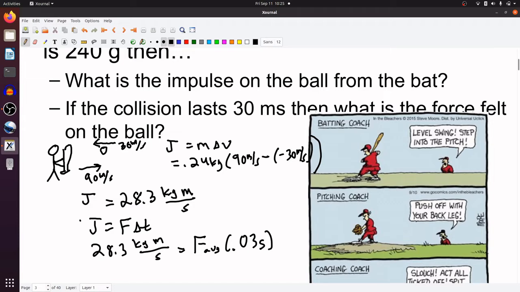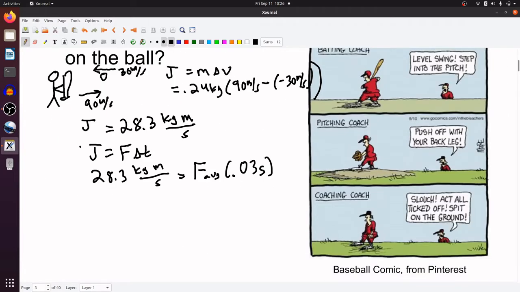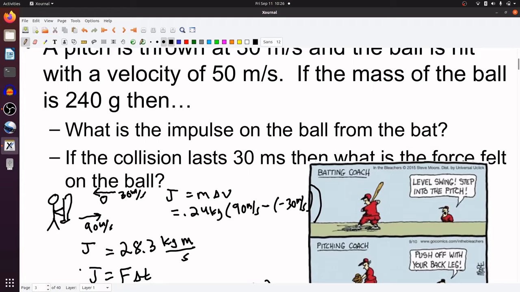So I take my 28.3 and divide it by 0.03, and I get 943 newtons, which is quite a lot of force. Probably too much for what I did, but it works. And while I didn't explicitly say it in the problem, I'm really just looking for the magnitude of the force, meaning I don't care about direction. I will in the next one. Maybe I'll change that. I need to change that in the future.